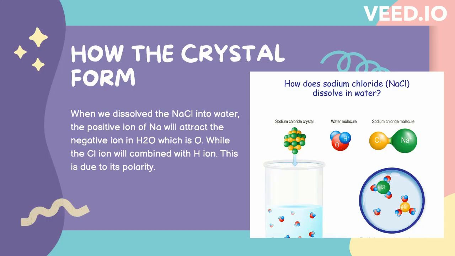So, how is the crystal formed? The crystal is formed when we dissolve the natrium chloride into the water. The positive ion of the natrium will attract the negative ion in the water, which is the oxygen ion, while the chlorine ion will combine with the hydrogen ion. This is due to its polarity.